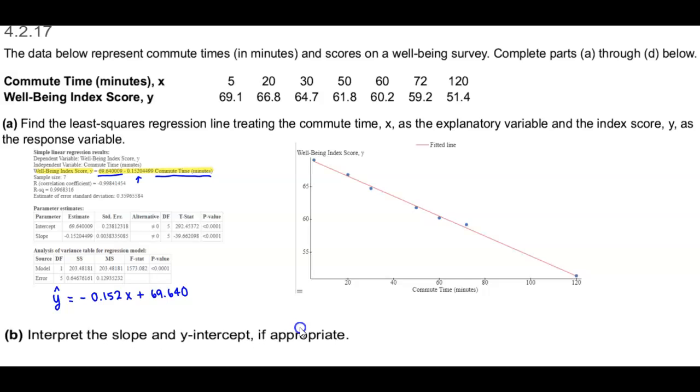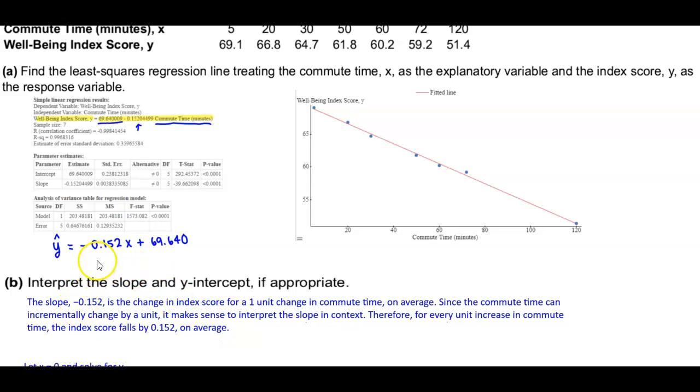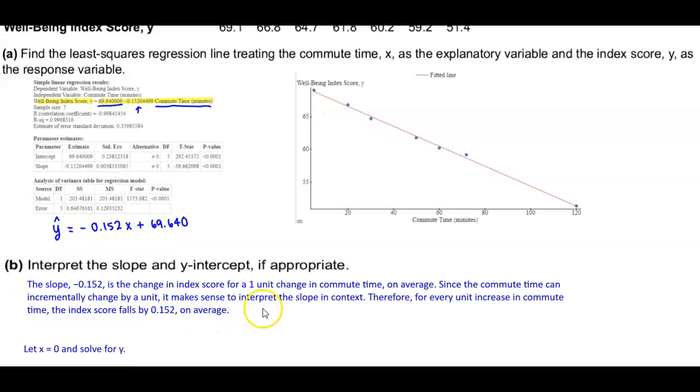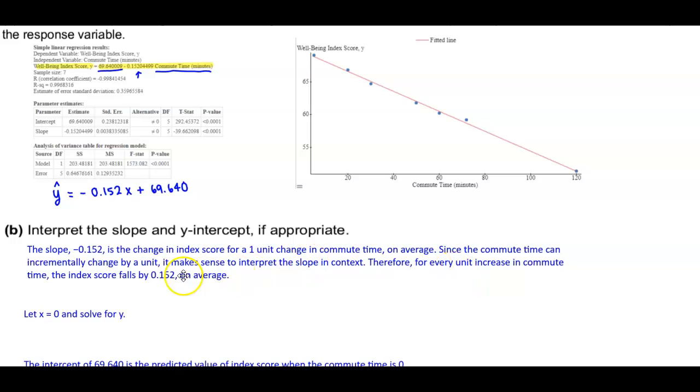Now we want to interpret the slope and the y-intercept. Let's take a look at the slope. The slope, negative 0.152, is the change in index score for a 1-unit change in commute time on average. Since the commute time can incrementally change by a unit, it makes sense to interpret the slope in context. Therefore, for every unit increase in commute time, the index score falls, meaning negative, by 0.152 on average.